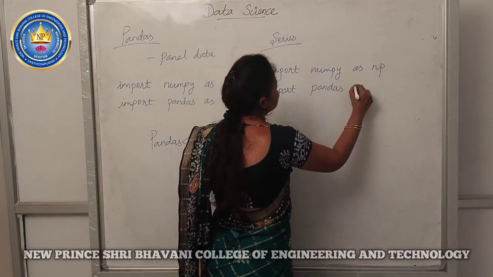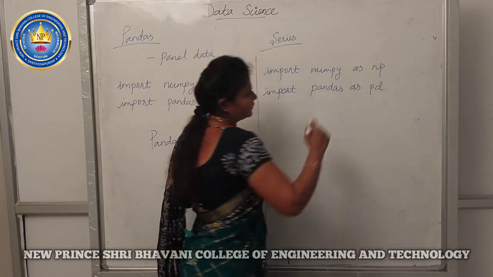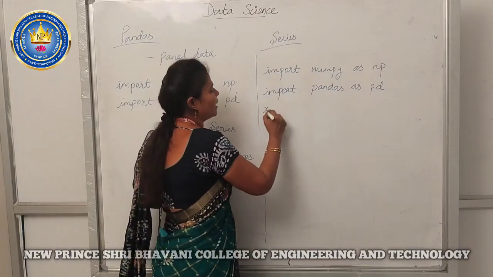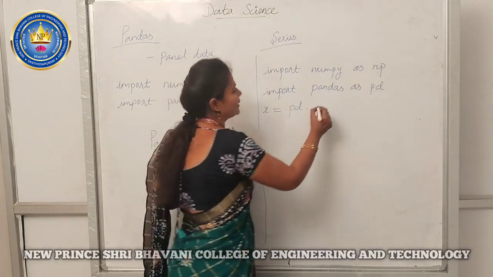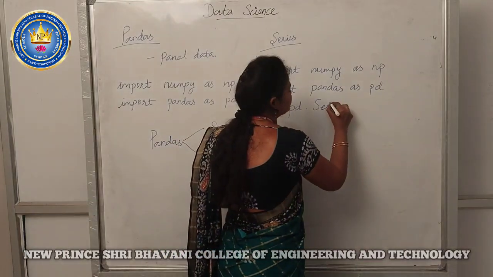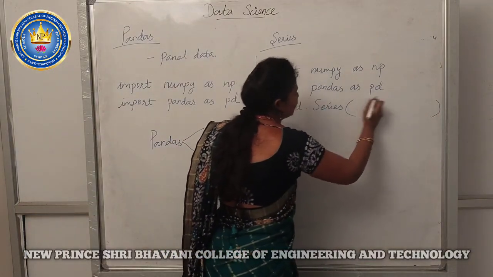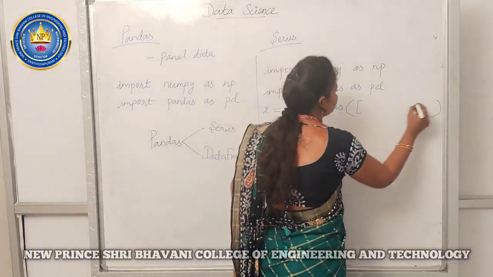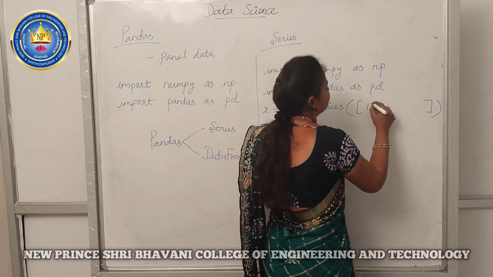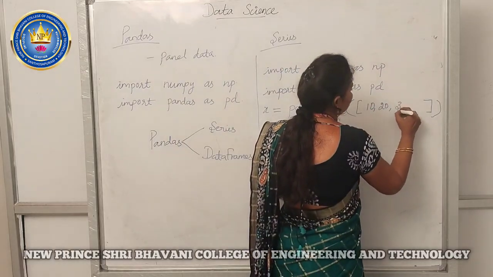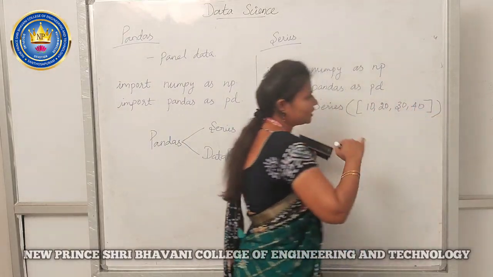pandas as PD. Next, I am going to create one data. X is equal to, my alias is PD dot, S is a capital S, Series of, and inside the parentheses you have to mention the array structure. What are the data which I am going to create? This has to be mentioned over here. So these are the values.